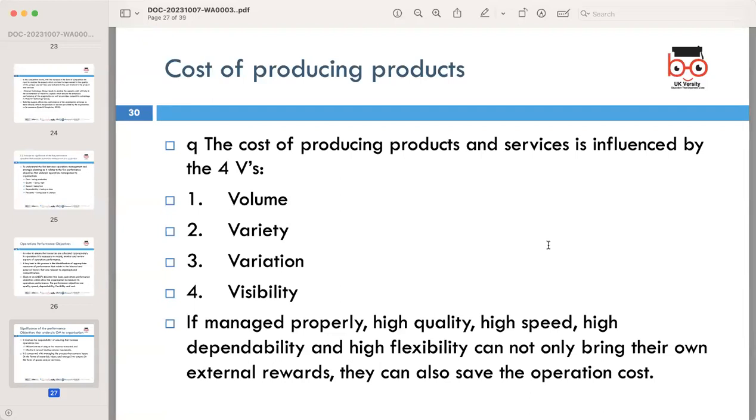Okay. So the cost of producing products and services is influenced by the four V's: volume, variety, variation, visibility. So if managed properly, high quality, high speed, high dependability, and high flexibility can not only bring their own external rewards, they can also save operations costs.